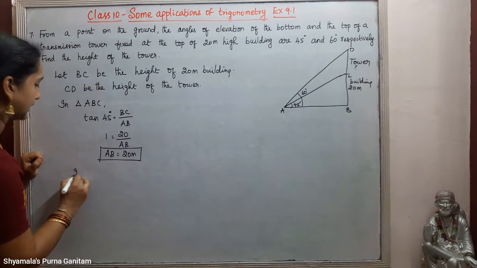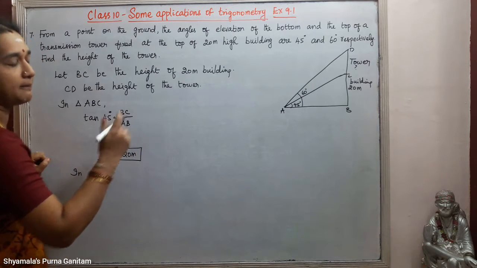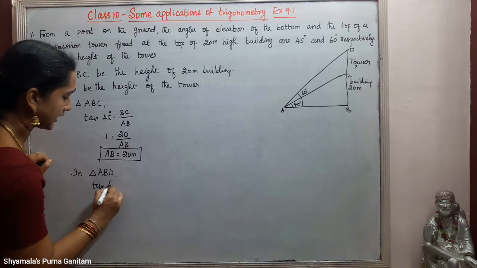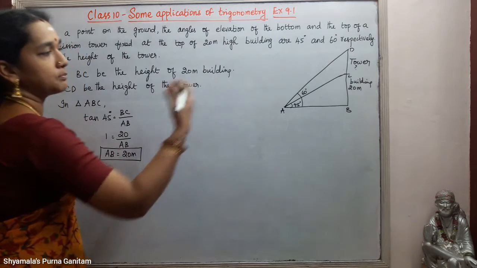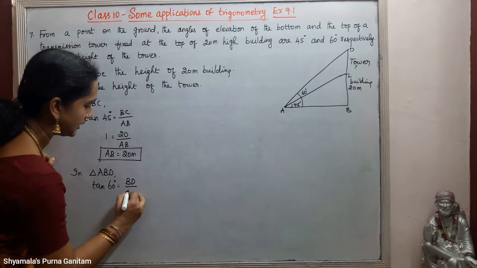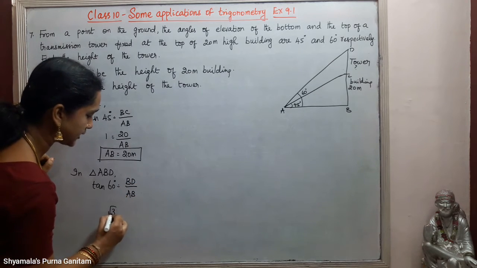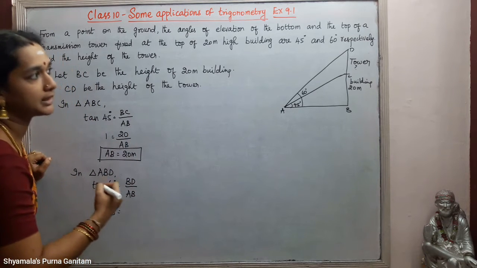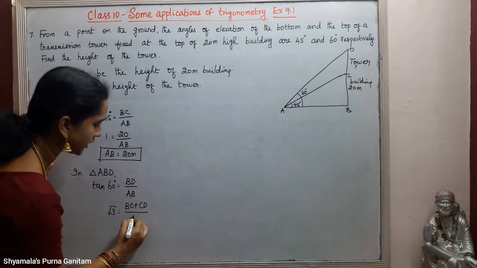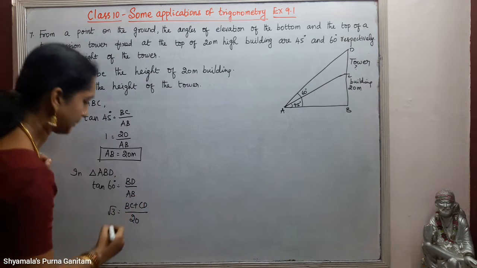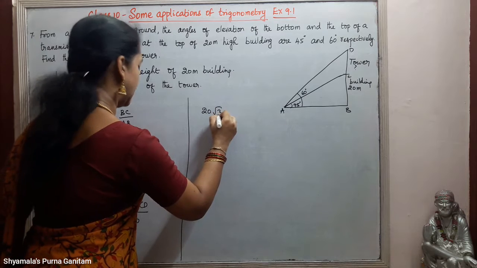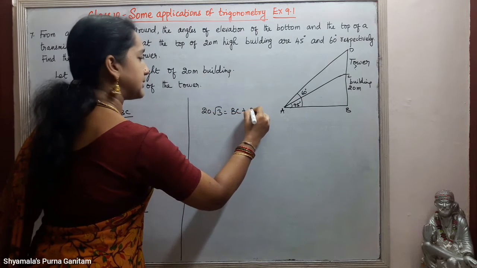Now we will take the other triangle, triangle ABD. That is also tan. So tan 60 is equal to opposite by adjacent. Opposite is the full distance, that is BD, by AB. We know tan 60 is root 3. BD is BC plus CD, by AB. AB we got as 20. So when we cross multiply, we get 20 root 3 is equal to BC plus CD.